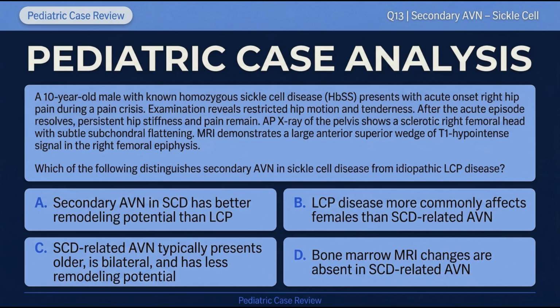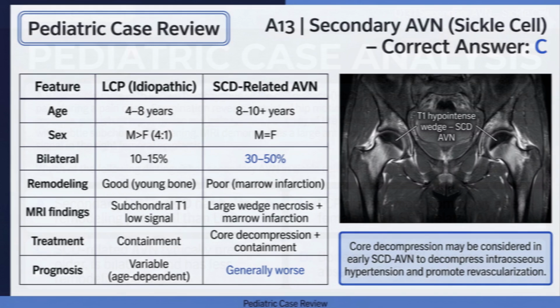Which of the following distinguishes secondary avascular necrosis in sickle cell disease from idiopathic Legg-Calvé-Perthes disease? Option A. Secondary avascular necrosis in sickle cell disease has better remodeling potential than Legg-Calvé-Perthes disease. Option B. Legg-Calvé-Perthes disease more commonly affects females than sickle cell-related avascular necrosis. Option C. Sickle cell-related avascular necrosis typically presents older, is bilateral, and has less remodeling potential. Option D. Bone marrow magnetic resonance imaging changes are absent in sickle cell-related avascular necrosis. The correct answer is option C.